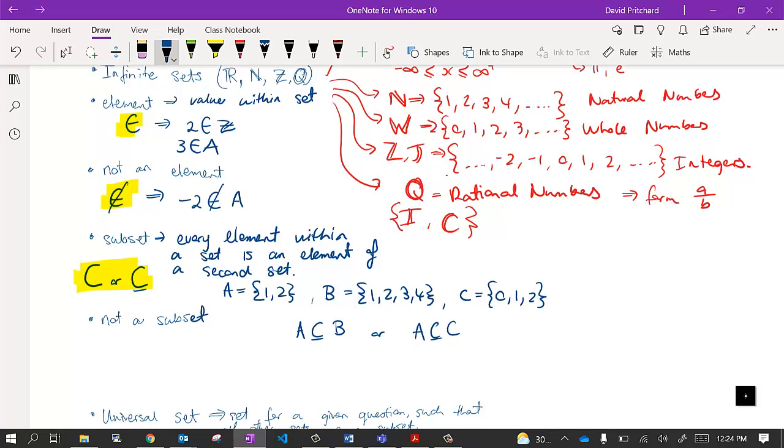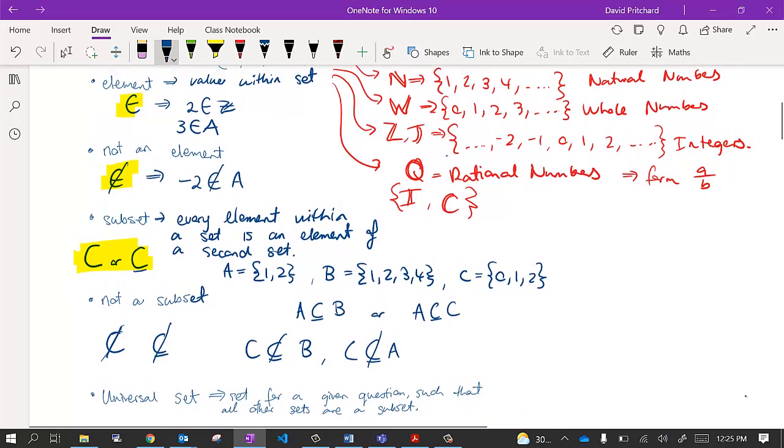Now, if a set is not a subset of the other, then we can do a very similar thing to what we did with the element. We can write our symbol and put a cross through it, or the preferred symbol with a line underneath, and a cross. Well, we know that C is not a subset of B because it has that 0 in it. All the elements in C do not exist in B. And we can also say that C is not a subset of A, and so on.